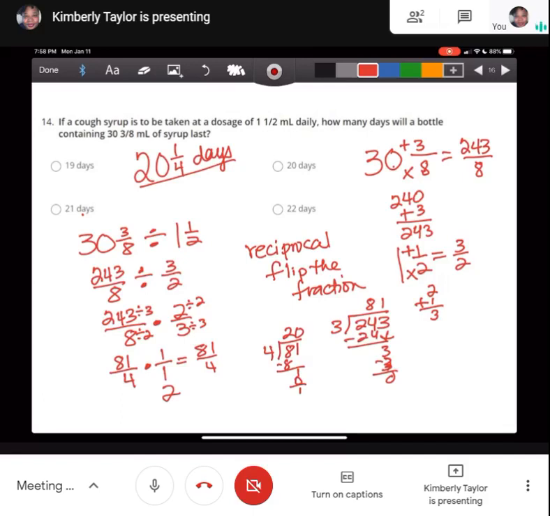So how many days will a bottle containing 30 and 3/8 milliliters of syrup last? So it's going to last me 20 days. I could get 20 full dosages of 1 1/2 milliliters. So 20 days it is. All right, let's keep it moving.